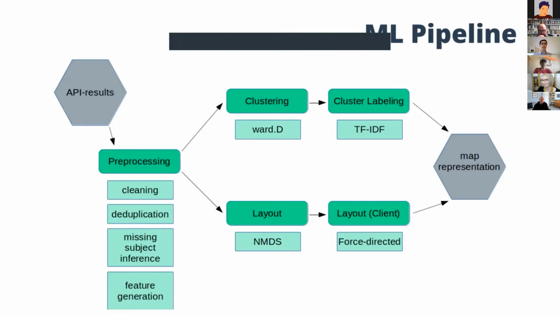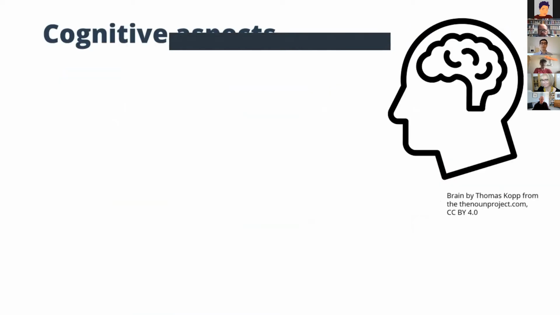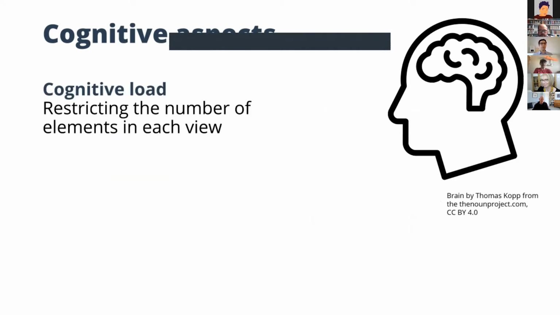And in the interface is sort of the second aspect, the research aspect that I'd like to go into today. And these are the cognitive aspects. They are often overlooked, but we think that they are crucial for the success of tools like Open Knowledge Maps. So we took into account the cognitive load. So this means restricting the number of elements in each view and not overloading the working memory with too many elements at the same time.